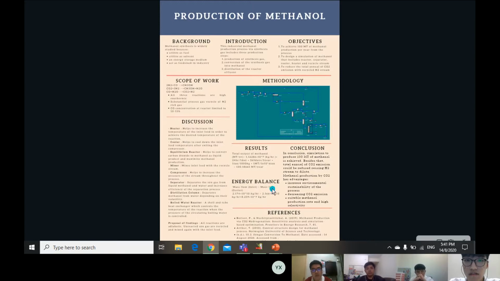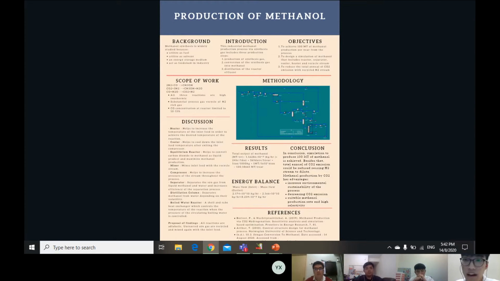There are three objectives that could be achieved from this project. First, 100 MT of methanol could be produced per year from the syngas. Second, to design a simulation of methanol that includes reactor, separator, cooler, heater, and recycle stream. Third, the total annual carbon dioxide emission could be reduced while reusing the hydrogen stream to dilute. Next, I will pass to Yi Hui for his further speech.